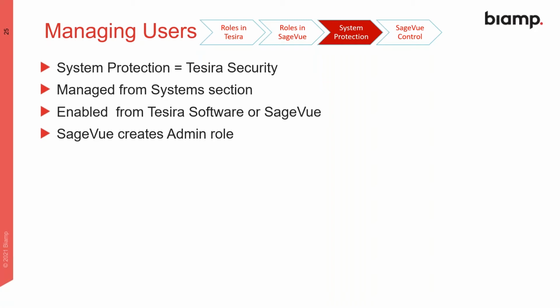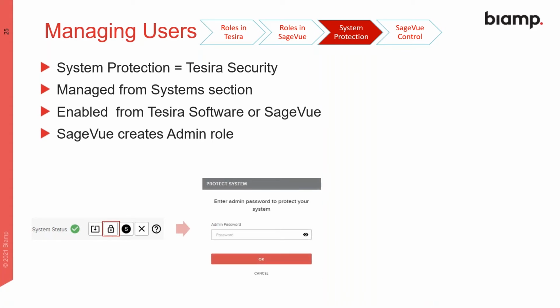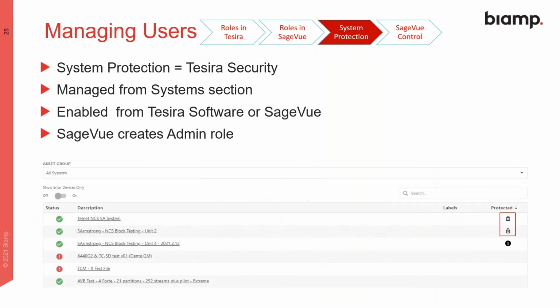So system protection within SageVue, that's very similar to the Tesira security that we started this section out with. That can be managed from the systems section within SageVue via those convenience buttons and that padlock icon we took a quick look at. Clicking on that padlock icon is going to prompt you to enter an admin password to protect the system. Once you enter that password, the padlock icon is going to snap shut. When you're looking at your system list there off to the right, you'll get a new protected column, and it's going to show you a padlock icon for any systems that have had system protection enabled.